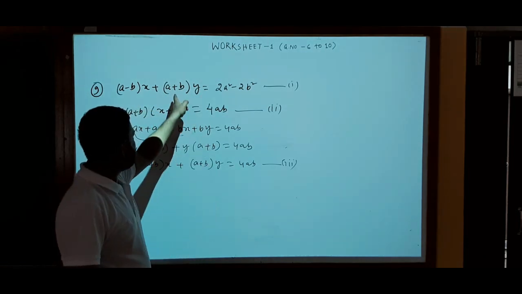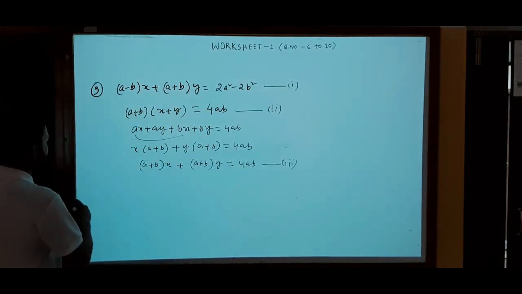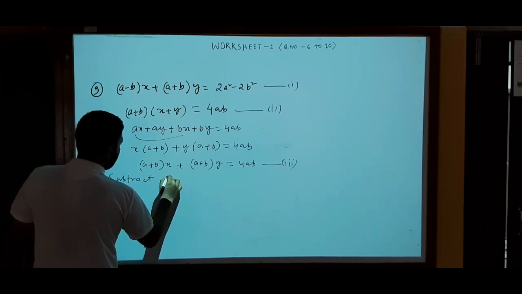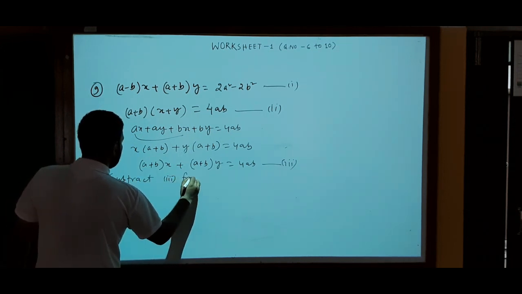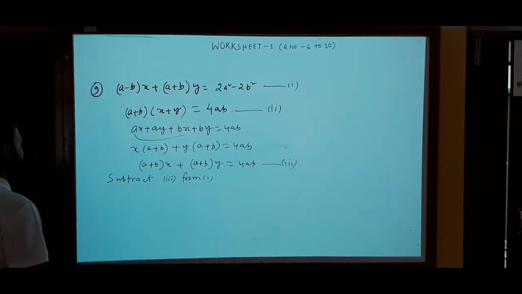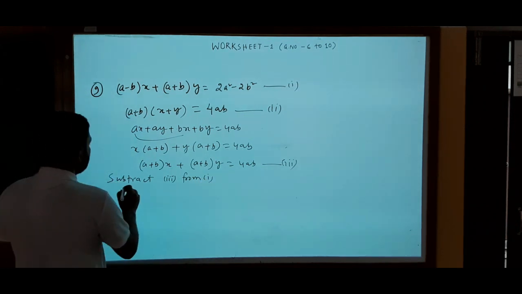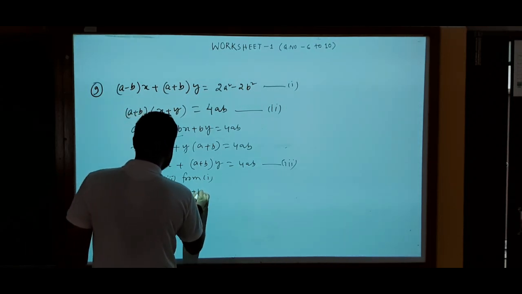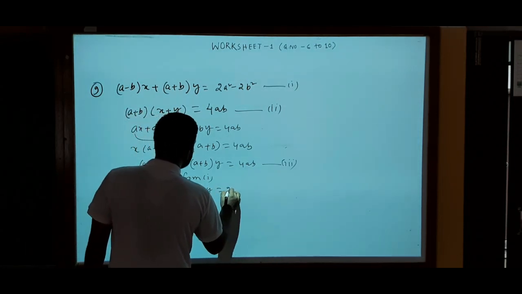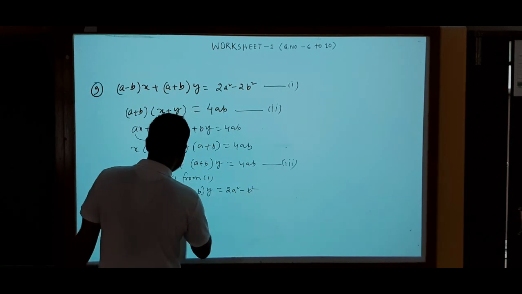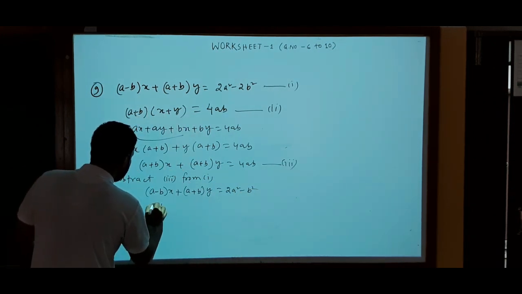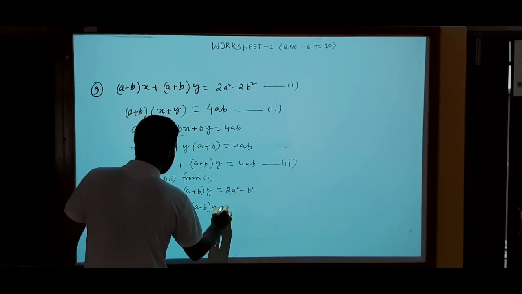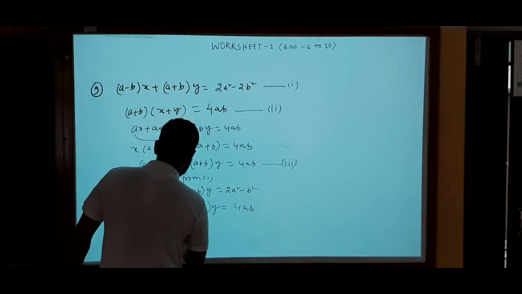Right? Check a plus b, a plus b. Only we have to subtract. So subtract 3 from 1, or you can subtract 1 from 3 also, not a problem. So a minus b whole into x plus a plus b whole into y equal to 2a square minus b square. Here it is a plus b whole into x plus a plus b whole into y equal to 4ab.